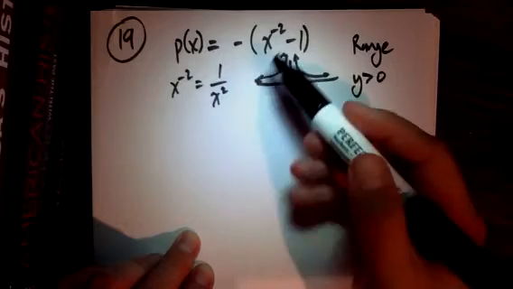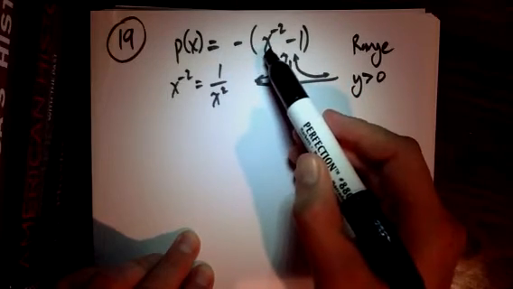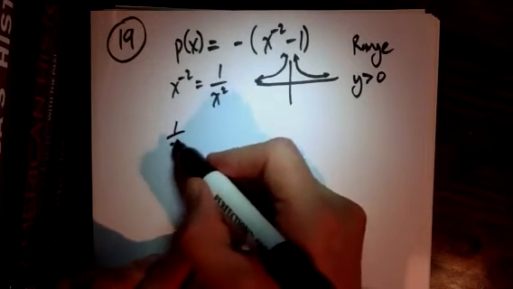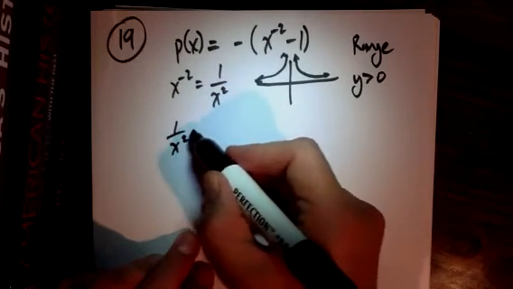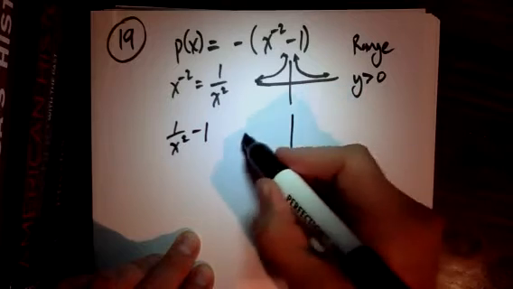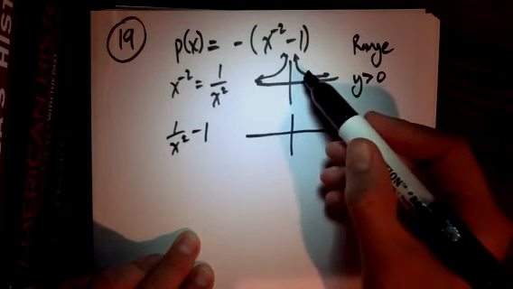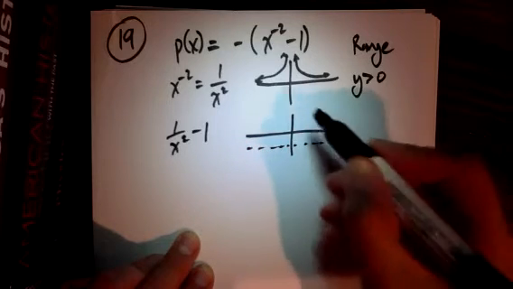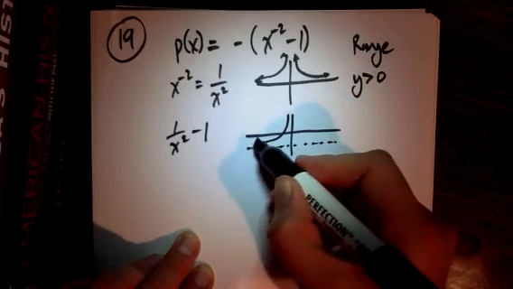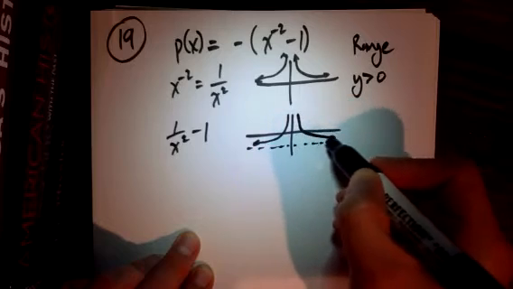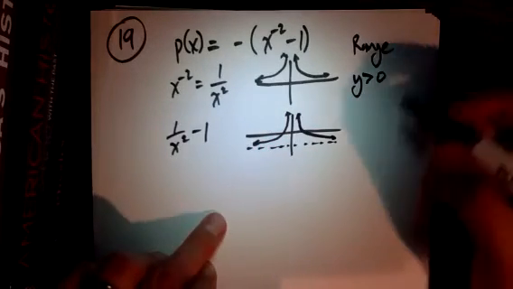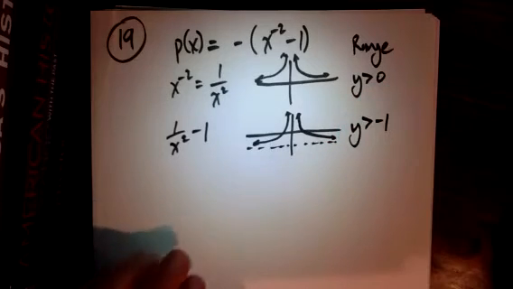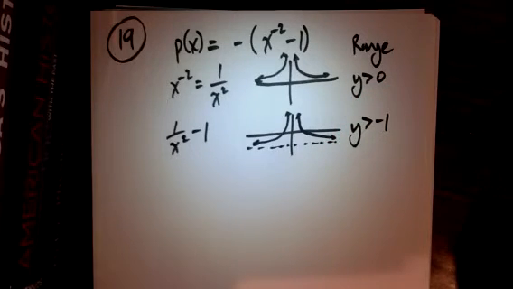So then if you think about this as, okay, if you take x to the negative 2 but you subtract 1, what's going to happen? So 1 over x squared minus 1 is the same graph as above. However, everything shifts down one space. So the range becomes all values greater than negative 1.